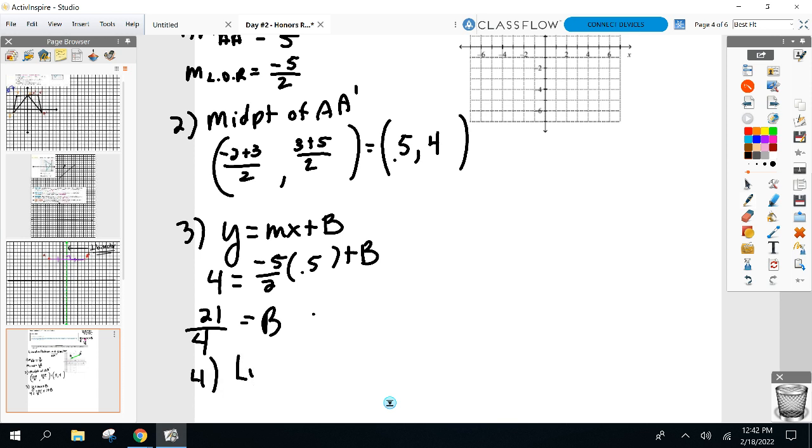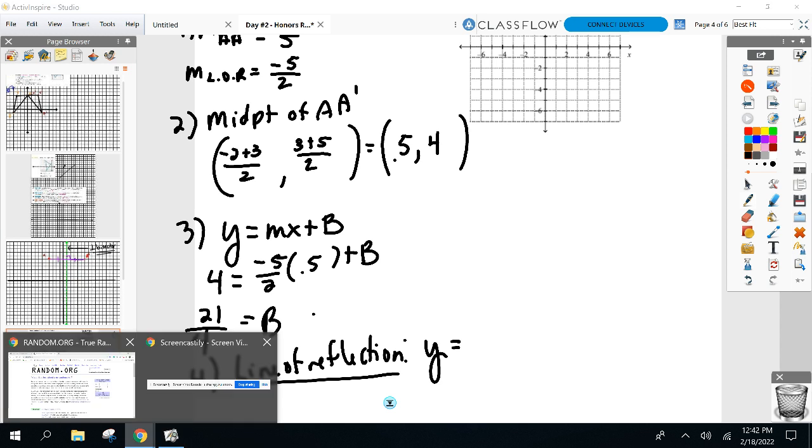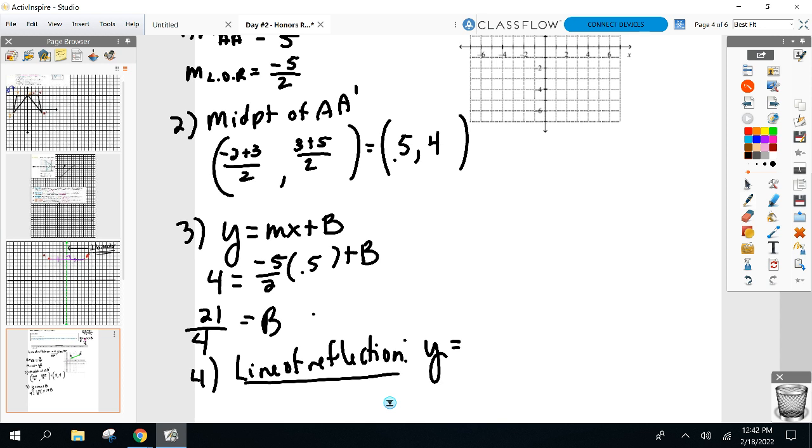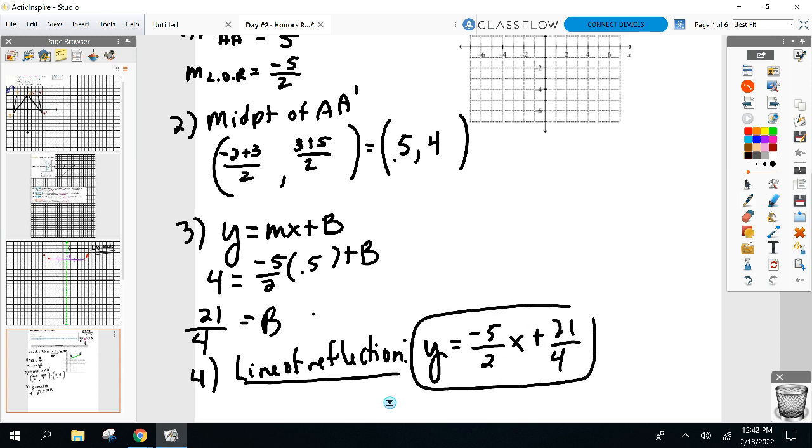What's the equation of the line of reflection now? Y equals, give me the slope and y-intercept now. Y equals -5 over 2 x, yep, plus 21/4. There you go. There's your line of reflection for those 2 points. There it is.